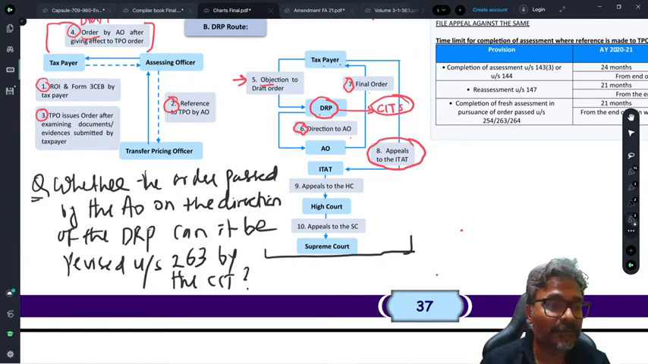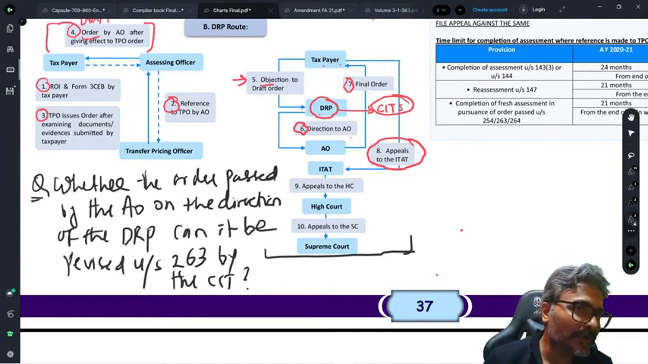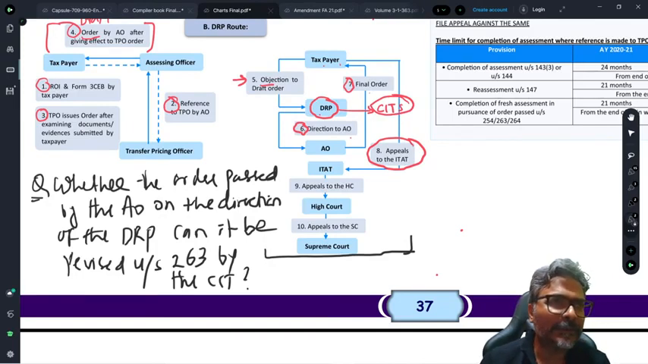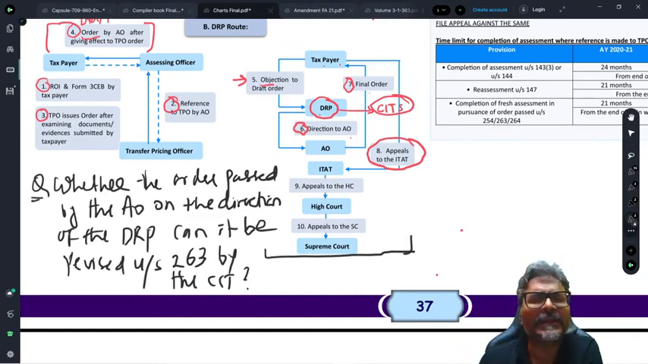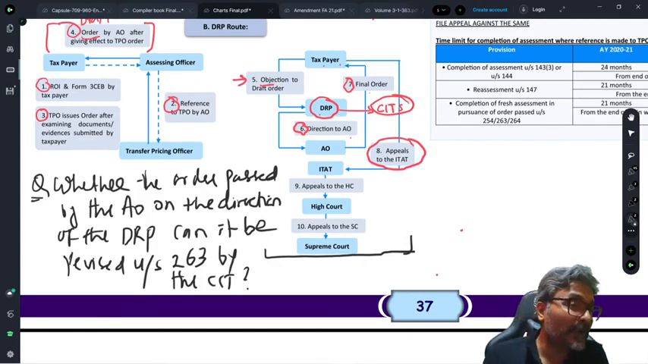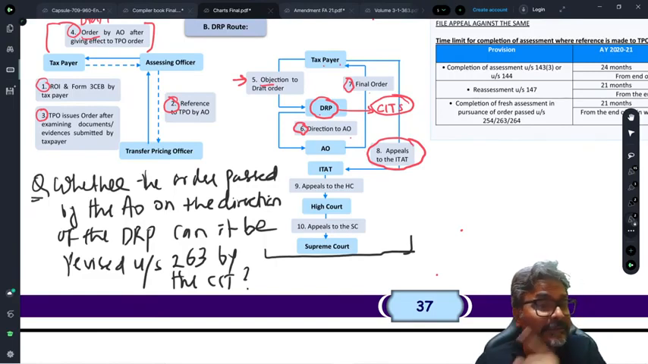You'll say, sir, what is the revision provision? So, students, as far as the provision of section 263 is concerned, if the order of the AO is erroneous and it is prejudicial to the interest of revenue, then yes, that order can be revised. So here the question is whether, in this particular case study, where on the direction of the DRP the assessing officer has passed the order of assessment, the CIT can revise such order passed by the AO on the basis of the direction received from the DRP. So the answer to that, students, is yes.